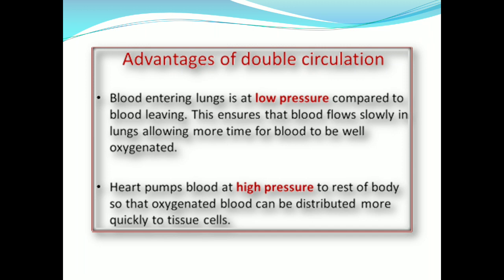This is about the fact that blood entering the lung is at low pressure as compared to blood leaving. This ensures that blood flows slowly in the lungs, and this allows more time for the blood to become oxygenated. But the heart pumps blood at higher pressure to body parts. As a result, the oxygenated blood can be distributed at a fast rate to the tissues.